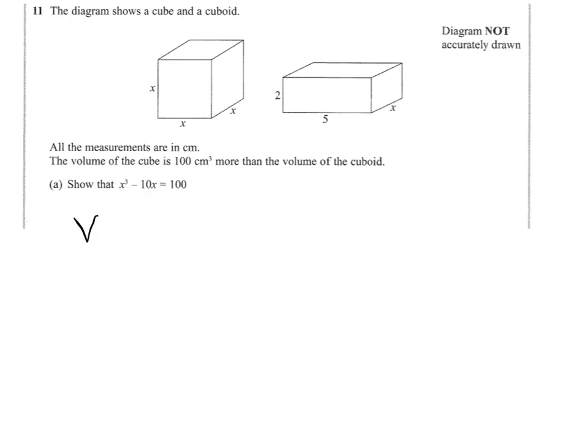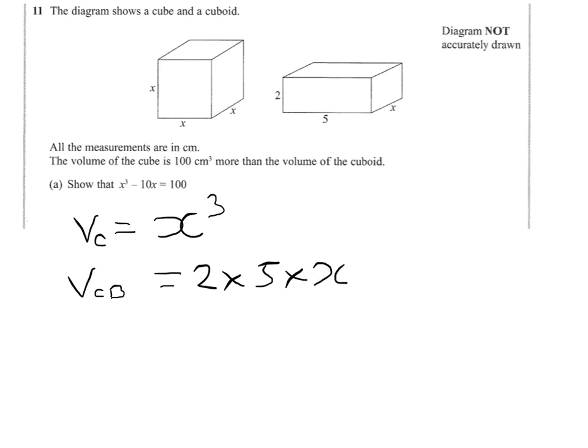So the volume of the cube is going to equal x cubed, and the volume of the cuboid, let's call that CB, is going to equal 2 times 5 times x, which equals 10x.